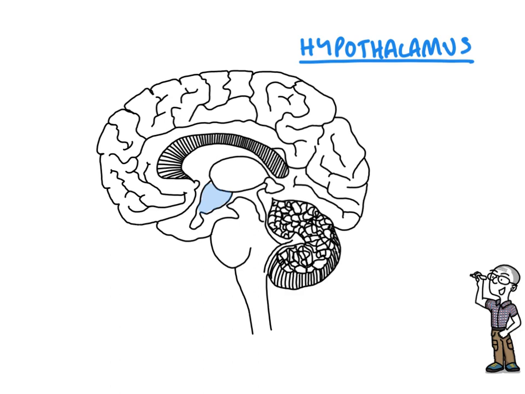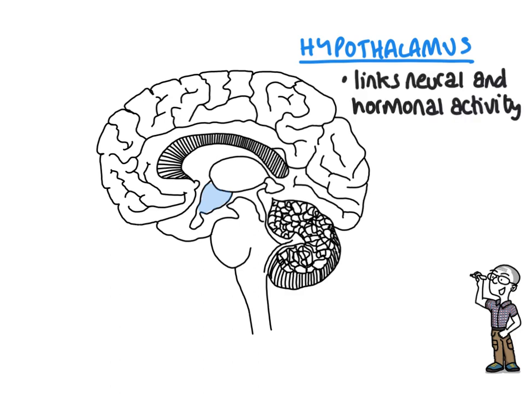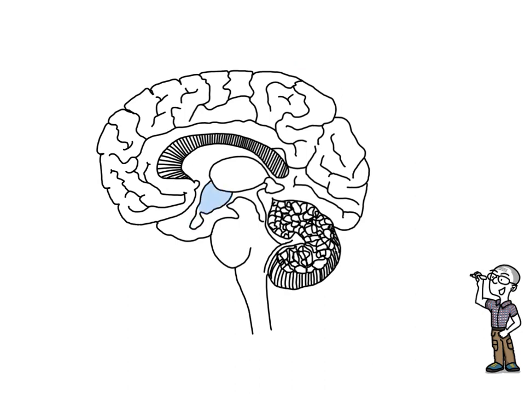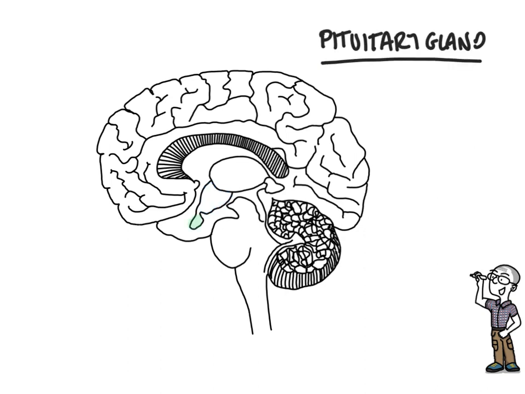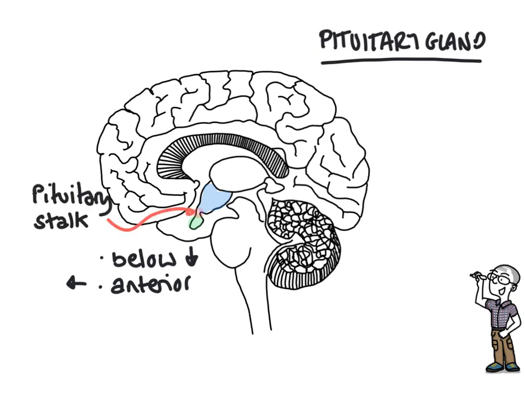It is critical in linking neural and hormonal activity in the body, that's electrical and chemical activity in the body, both in its own right and through its interaction with the pituitary gland. Its major functions can be thought of as fight, flight, feeding, and reproductive behaviour. The pituitary gland is below and anterior, that means in front of, the hypothalamus, and attached by the pituitary stalk.